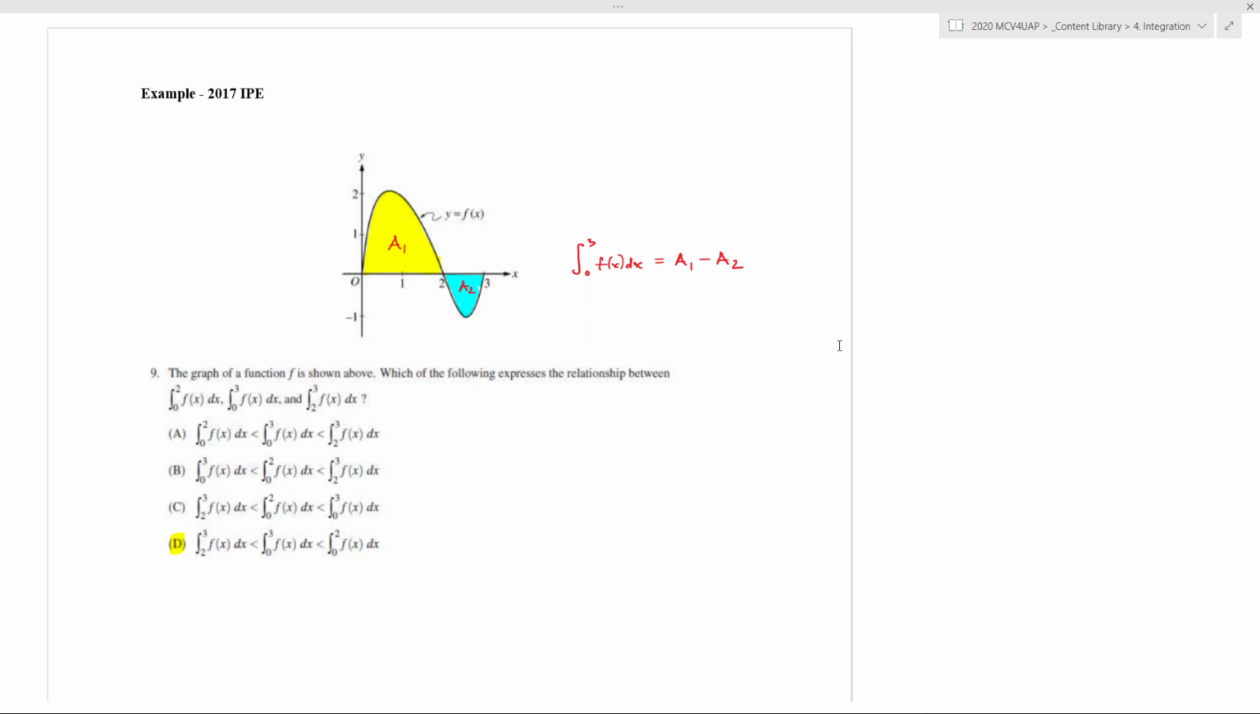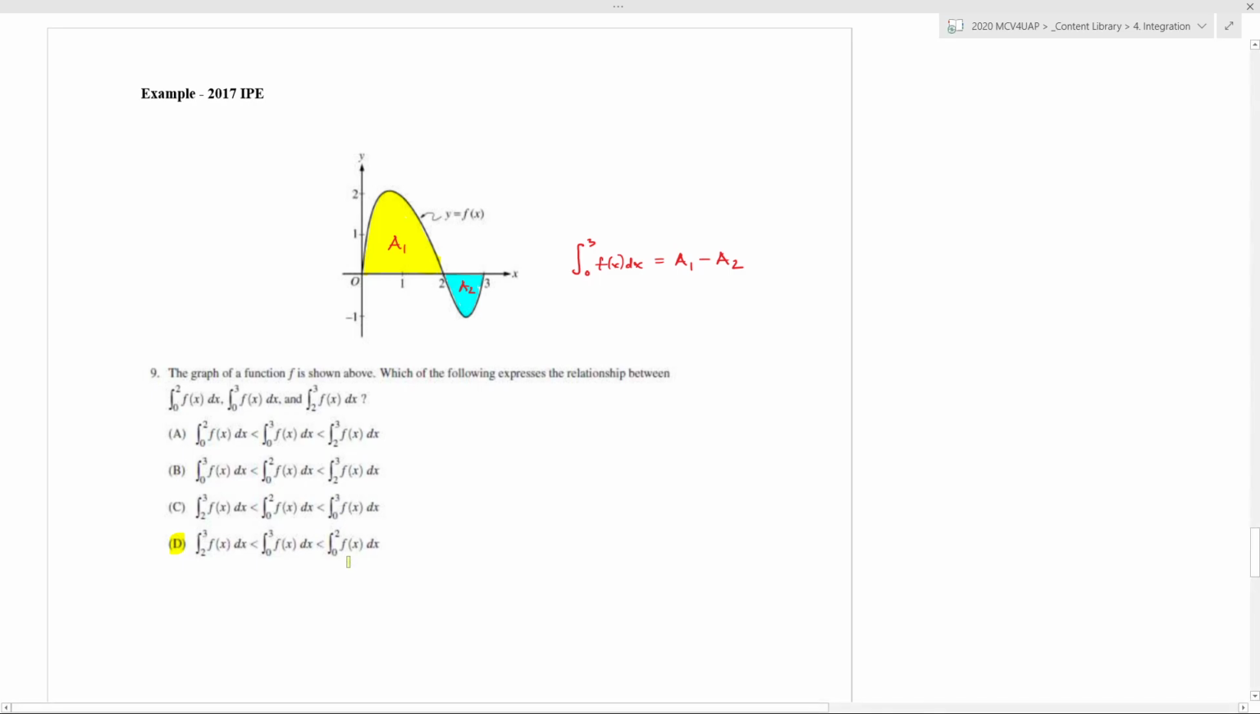The integral from 0 to 3, which is when you take A1 and subtract A2, would be the second largest integral. And then the integral from 2 to 3, which is the blue area, would be the smallest value. It's negative, so obviously it's going to be the smallest. So when you put those in order, your answer would be D. The integral from 2 to 3 is less than the integral from 0 to 3, which is less than the integral from 0 to 2.